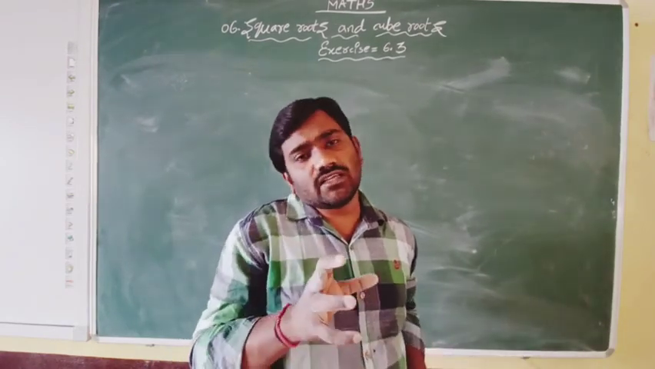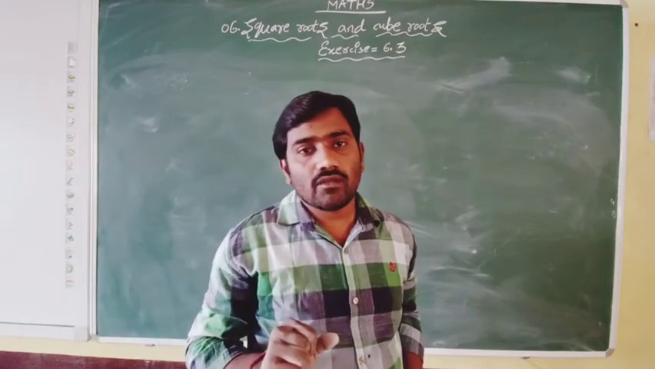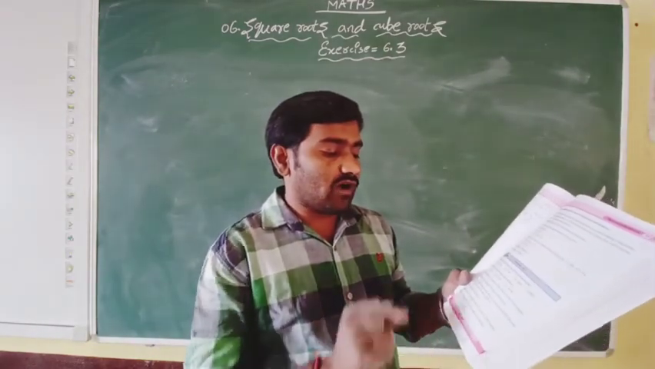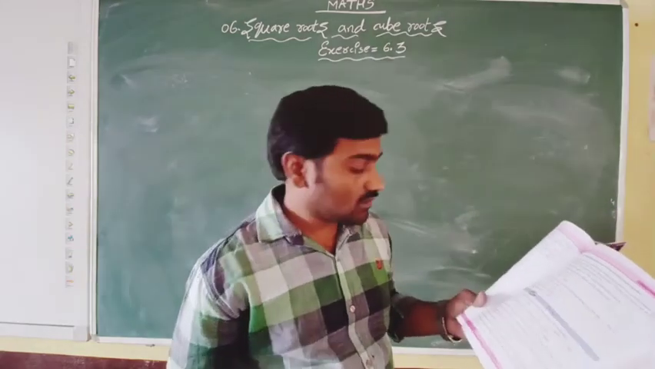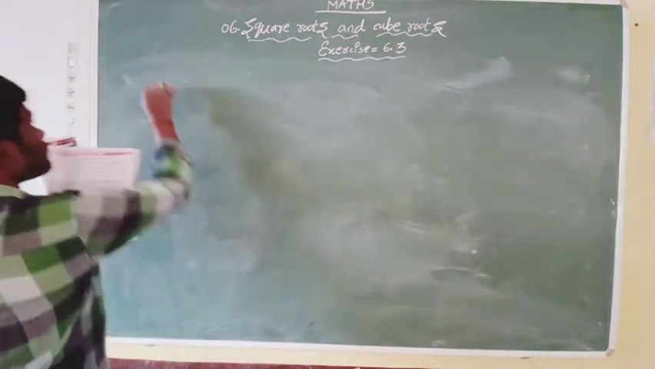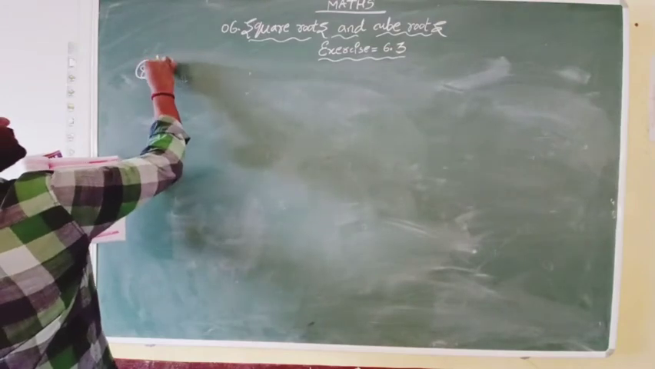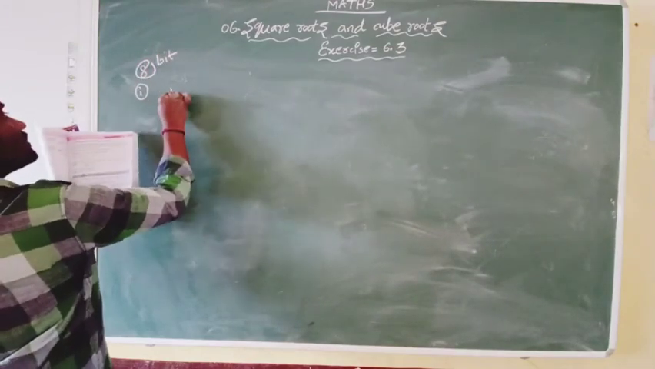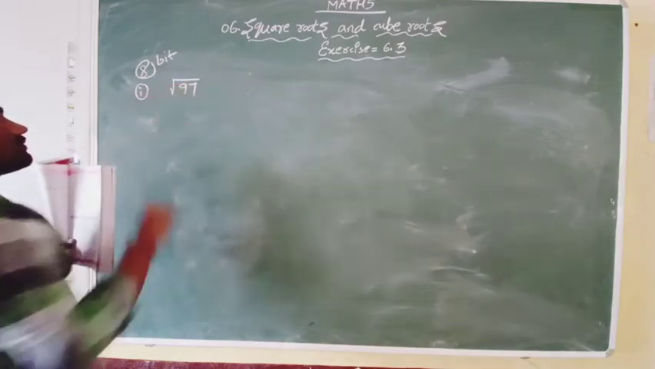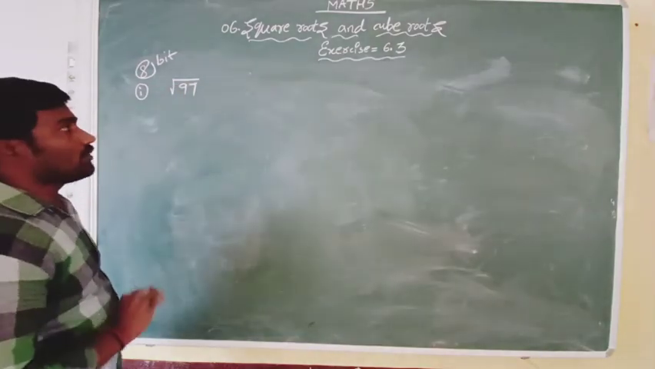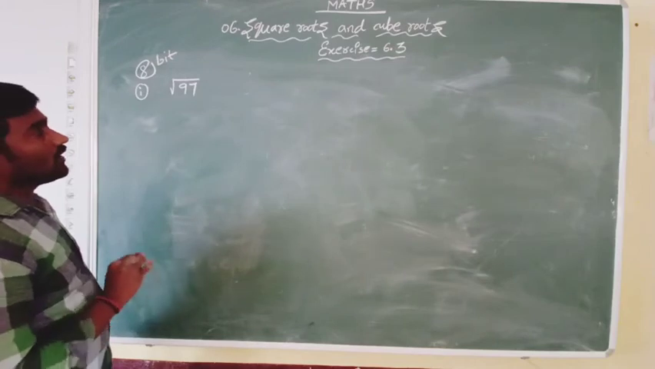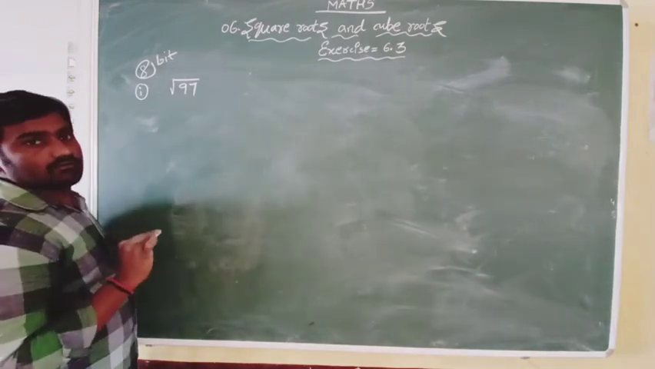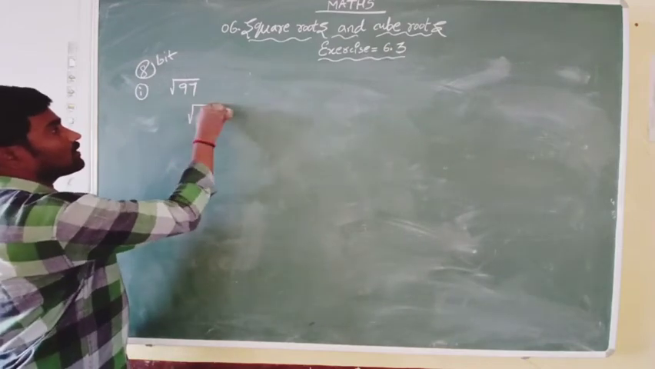Here 97 is nearest to 100. So estimate the value of the following numbers to the nearest whole numbers. The first one is square root of 97. Let us find out how to find the square root of the numbers. See here 97. Let us start.